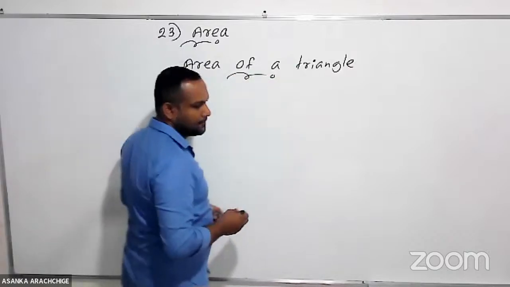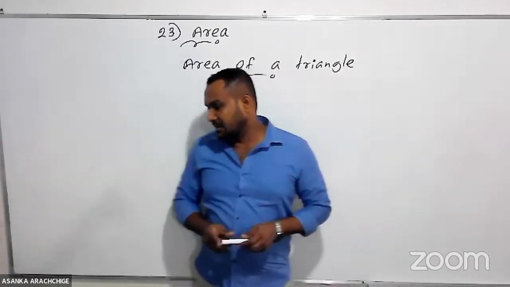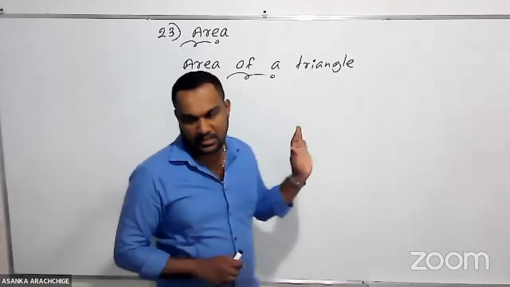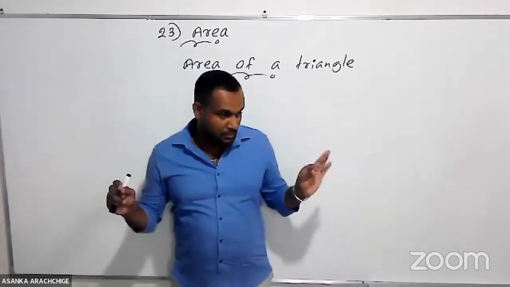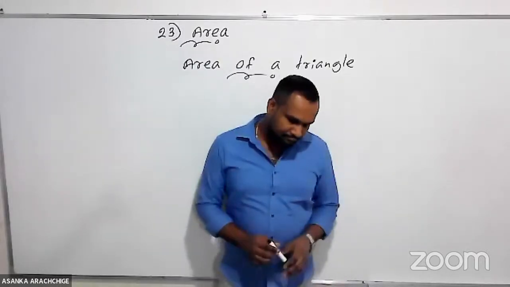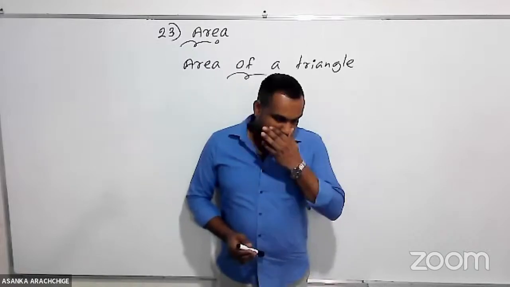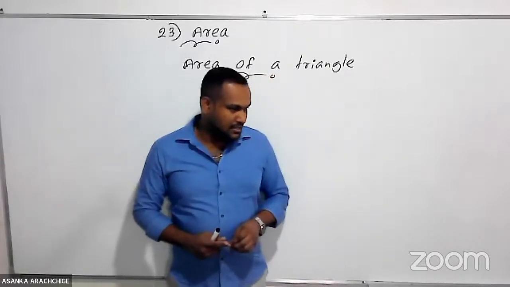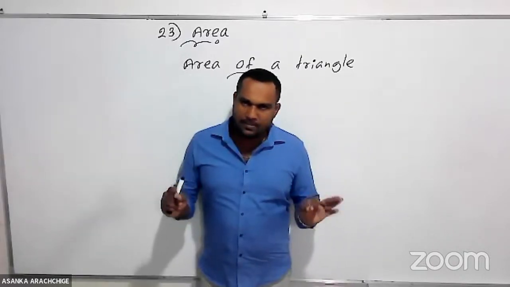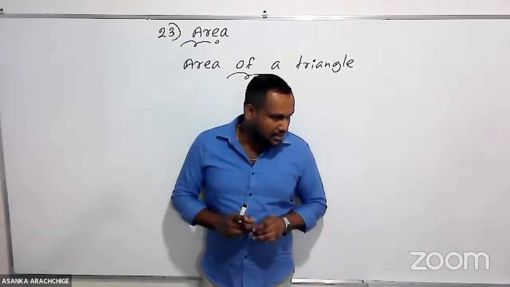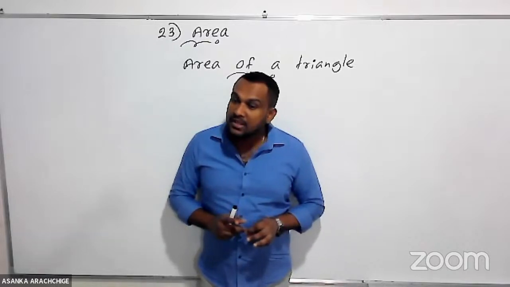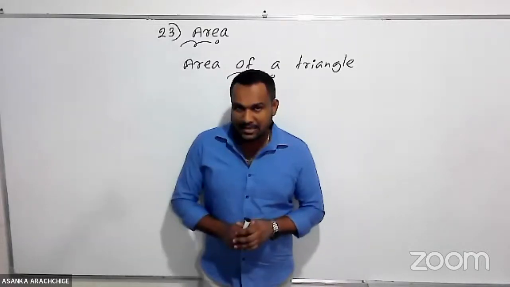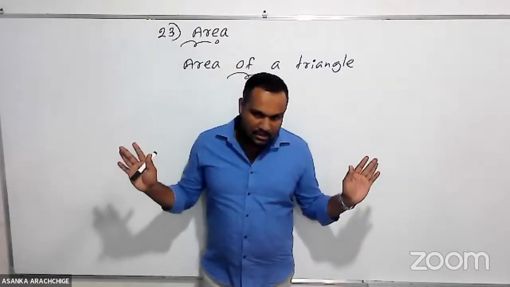ත්‍රිකෝණයක වර්ගඵලය. Area of a triangle. Now keep the pens aside. Listen very attentively, everybody. The method of finding area of a triangle is not similar to the method of finding area of squares or rectangles. It is completely a different method. ඒක සම්පූර්ණයෙන්ම වෙනස් ක්‍රමයක්.